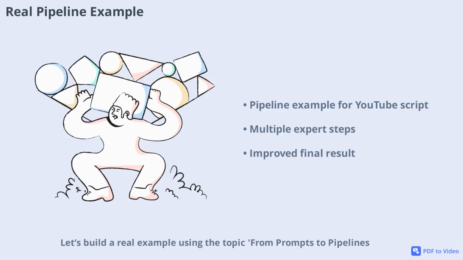Let's build a real example using the topic: from prompts to pipelines. A beginner might ask for a YouTube script in one prompt, but an expert builds a pipeline. Step 1, topic analysis for strategic clarity. Step 2, audience mapping to understand viewer needs. Step 3, structure design for clear learning flow. Step 4, script generation for the first draft. Step 5, critical review from multiple perspectives. Step 6, final rewrite to polish the script. Each step adds value, reduces weak spots, and improves the final result. This is not just prompting, it's engineering a workflow that produces expert-level content ready for recording and publishing.